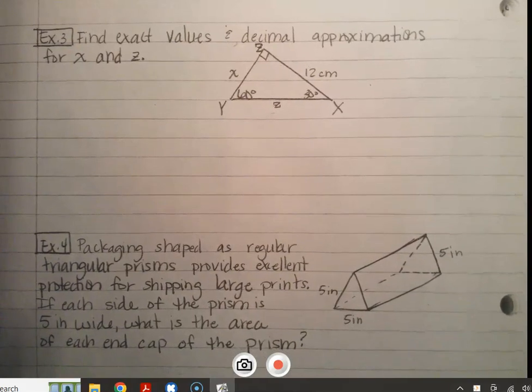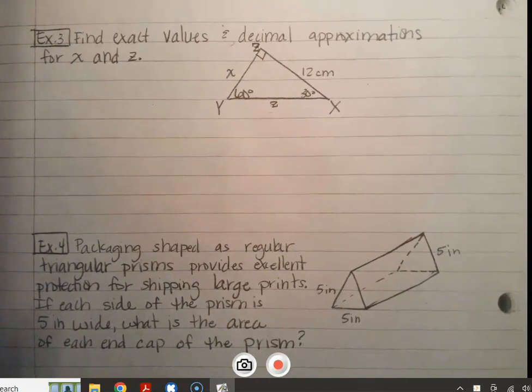All right, so example 3, find the exact values and decimal approximations for x and z. So we're looking for the side lengths, x and z here. So we've got to think which ones are which. The easiest way to do this is find your smallest angle. So 30 is my smallest angle. So the side opposite of that is the shortest leg. So this is my short leg.